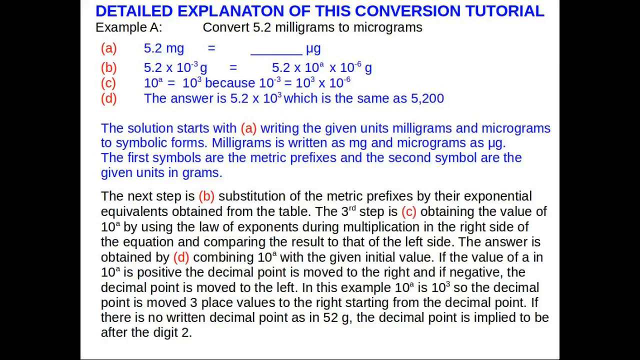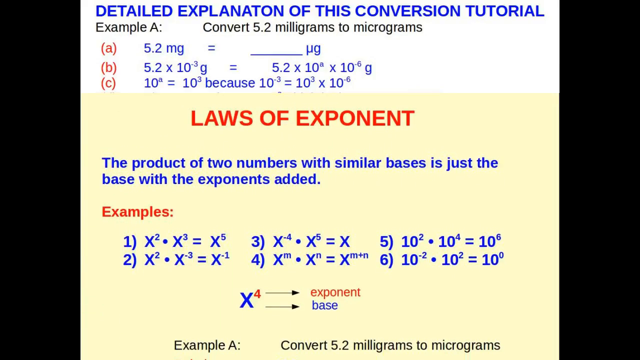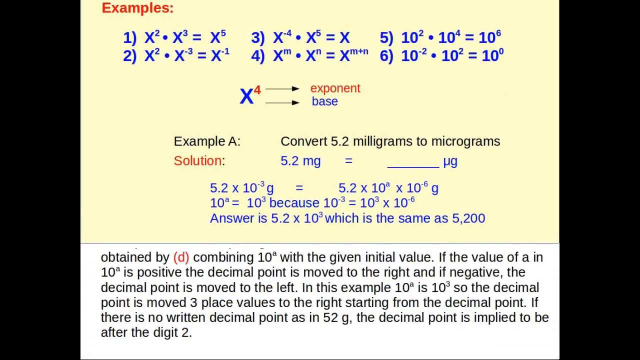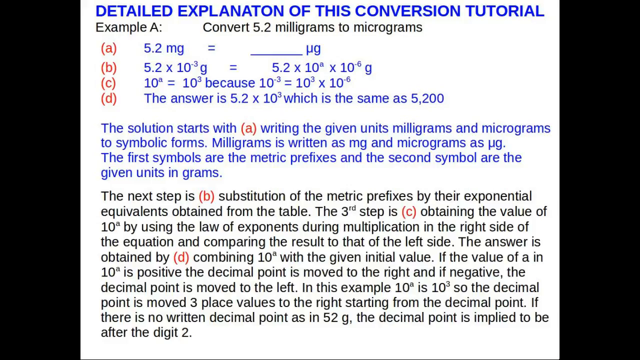Step B replaces milli with 10 to the negative 3 and micro with 10 to the negative 6. The additional quantity 10 to the A is for equating the left side of the equation against the right side. Step C is obtaining the value of 10 to the A by multiplying it with 10 to the negative 6 to get 10 to the negative 3 and using the law of exponents. 10 to the A must be 10 to the positive 3 because 10 to the negative 3 equals 10 to the positive 3 times 10 to the negative 6.